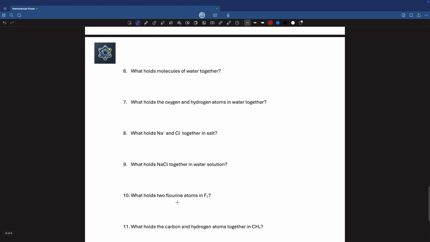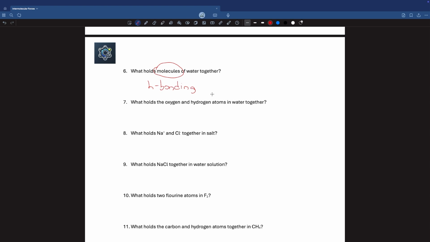What holds molecules of water together? Notice that this is an intermolecular force. The molecules are being held together. So this is an intermolecular force. And the strongest force that really holds water together is hydrogen bonding. So I'll just write H bonding. And this is the little hint that I dropped earlier in the video when we came across H2O.